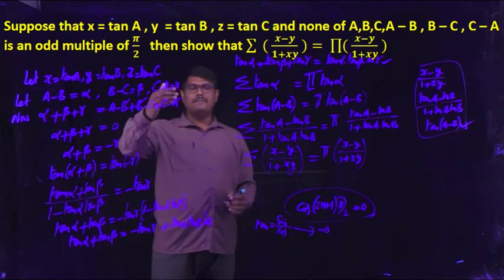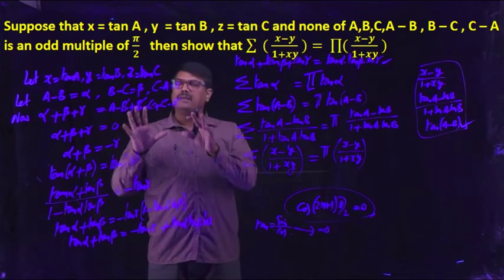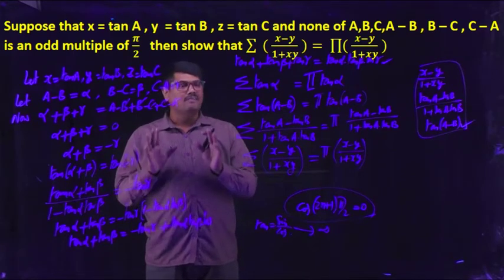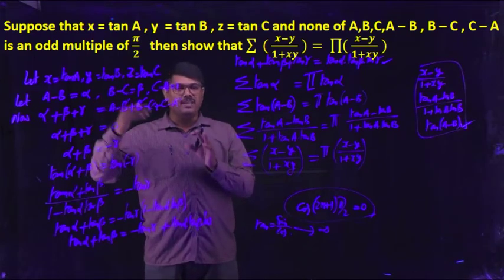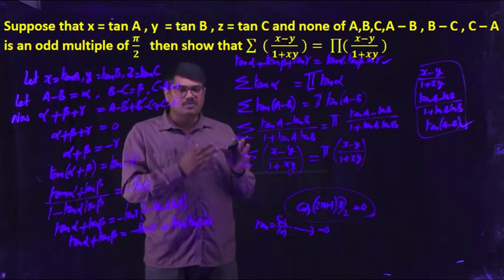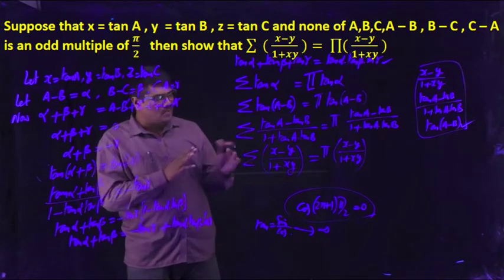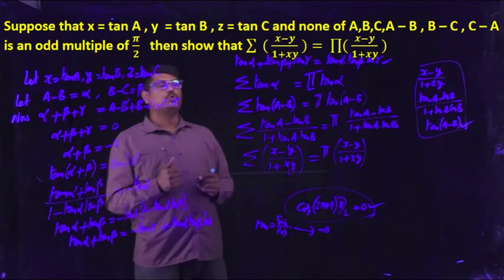So the problem is related to tan values. For the problem to be well defined, the tan values have to be defined well. That's why tan is defined if and only if the cos value is not 0. And you have to remember that cos values are 0 for odd multiples of pi by 2.